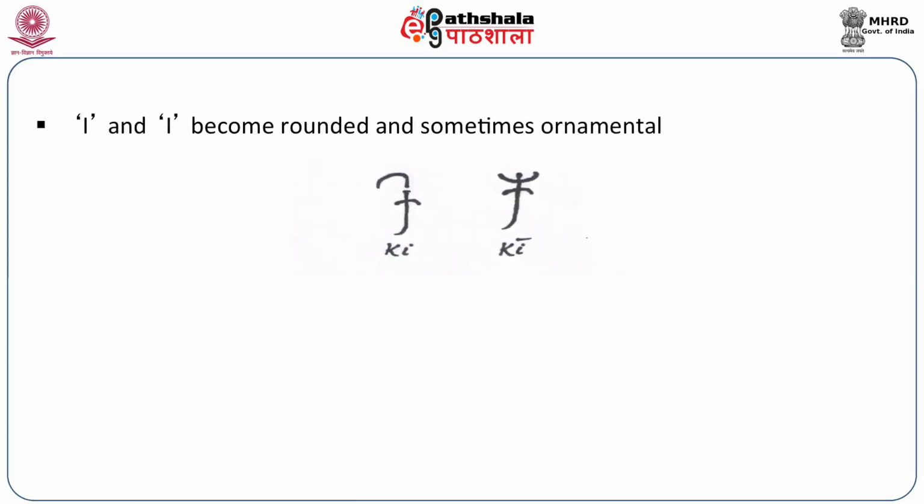Now similarly, as far as the E sign is concerned, E and Ee become rounded, sometimes ornamental. You find here Ki is written in an almost rounded form, and similarly lengthening you also see in a different way. So you see a distinct shape from what you saw in the earlier Mauryan phase, and you see it in the subsequent phase in the Kshatrapa, Kushan, and other records.